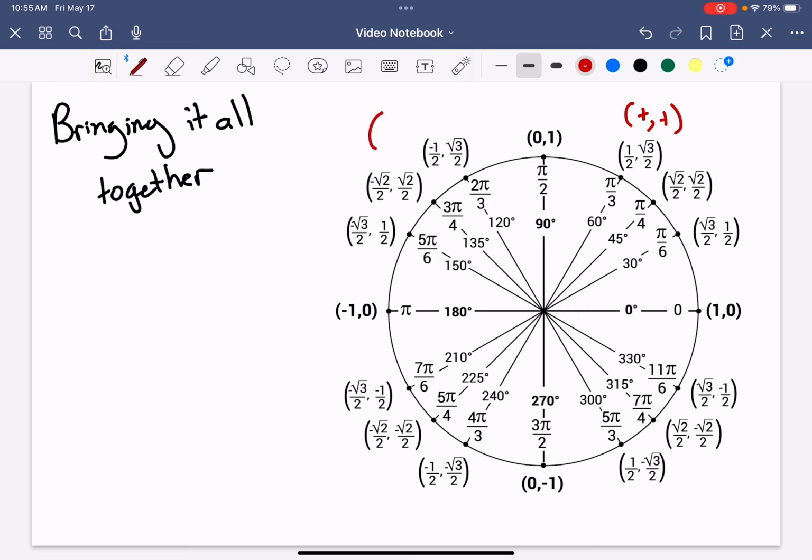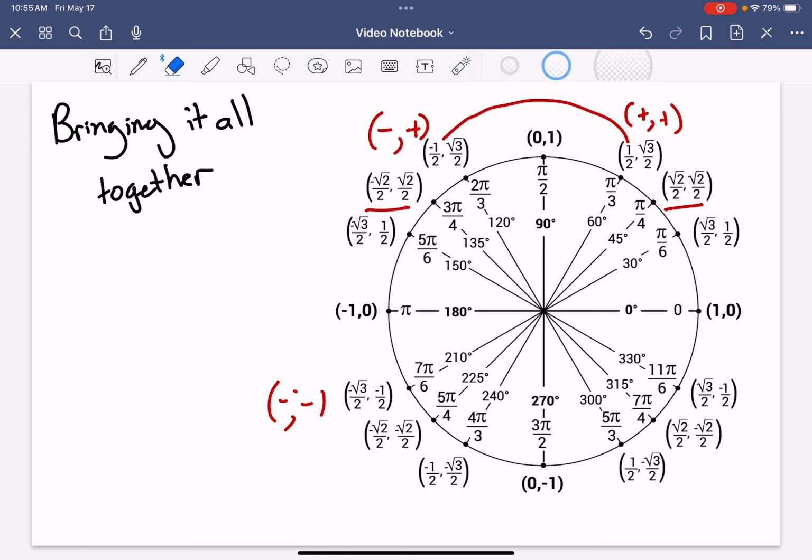Over here, our x values are negative and our y values are positive. But notice we have the same numbers, 1/2 and 1/2. It's just now it's negative 1/2. We still have root 2 over 2, but it's just that the x one became negative. We go to the third quadrant, we end up getting negative and negative as our values. And for the fourth quadrant, positive, comma, negative.